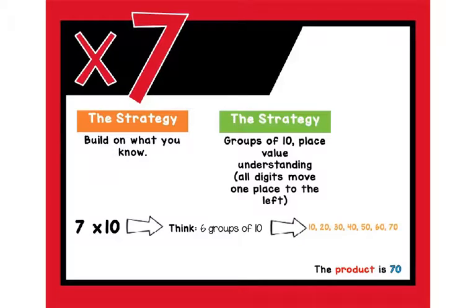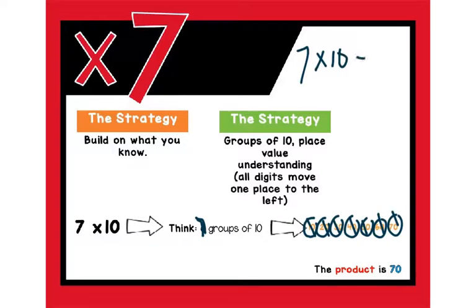7 times 10. Think 7 groups of 10. I have 1, 2, 3, 4, 5, 6, 7 groups. And now I'll count by tens. 10, 20, 30, 40, 50, 60, 70. 7 times 10 gives me a product of 70. Also, 10 times 7 would also equal 70.